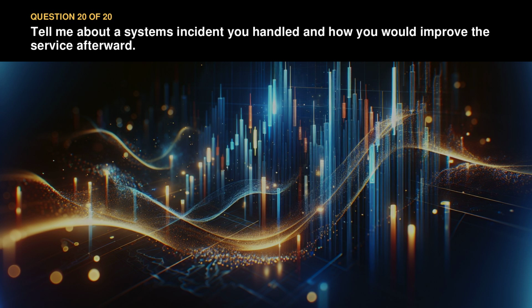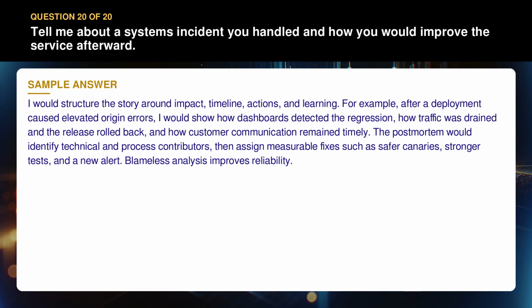Question 20. Tell me about a systems incident you handled and how you would improve the service afterward. I would structure the story around impact, timeline, actions, and learning. For example, after a deployment caused elevated origin errors, I would show how dashboards detected the regression, how traffic was drained and the release rolled back, and how customer communication remained timely. The postmortem would identify technical and process contributors, then assign measurable fixes such as safer canaries, stronger tests, and a new alert. Blameless analysis improves reliability.